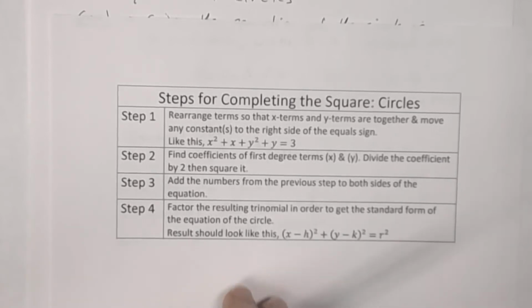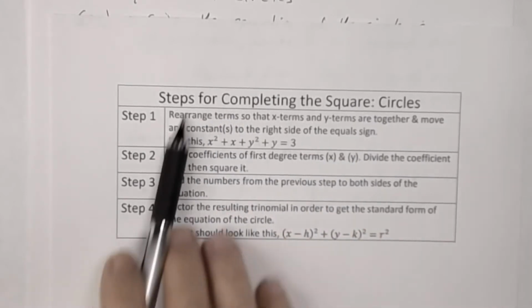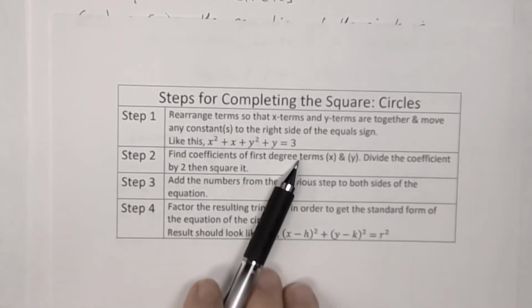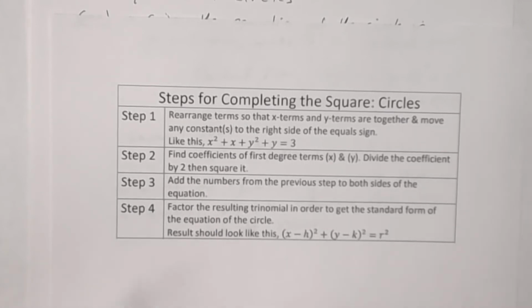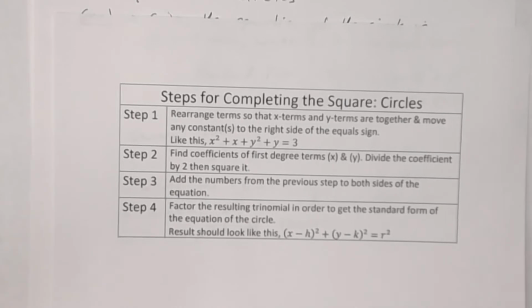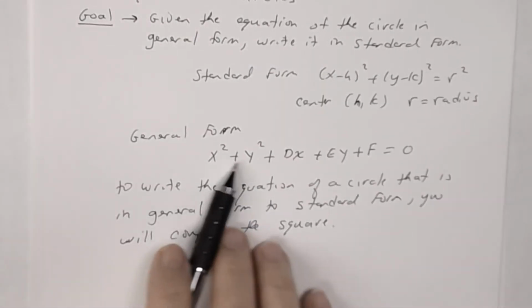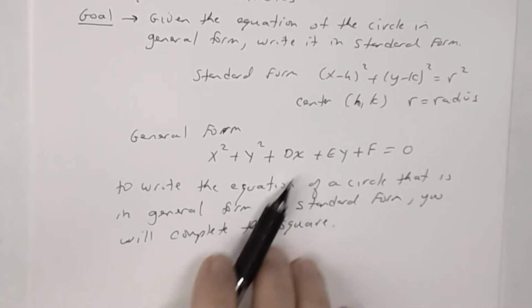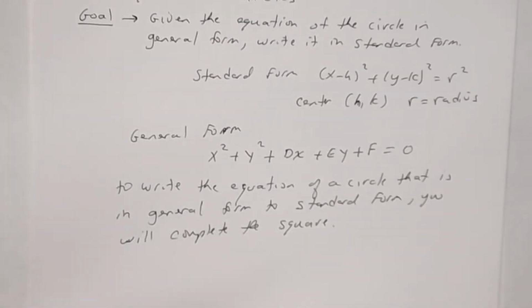So if you go back to the lesson where we complete the square for quadratic equations, you're going to see how familiar this is, except we have two sets of variables, x's and y's, instead of just x's. Okay? All right, so we're going to come back to these steps in a little while. So to go from general form to standard form, we have to complete the square. Okay, so let's look at an example.